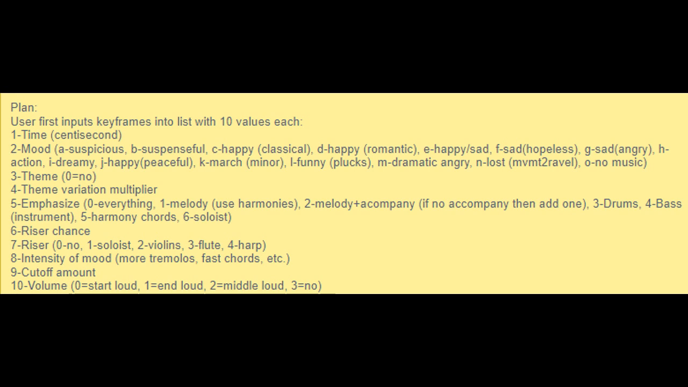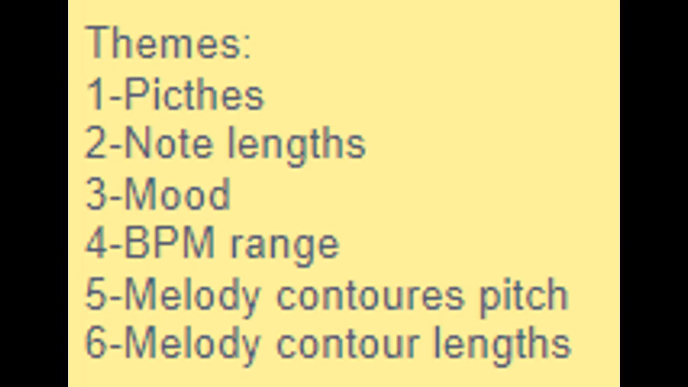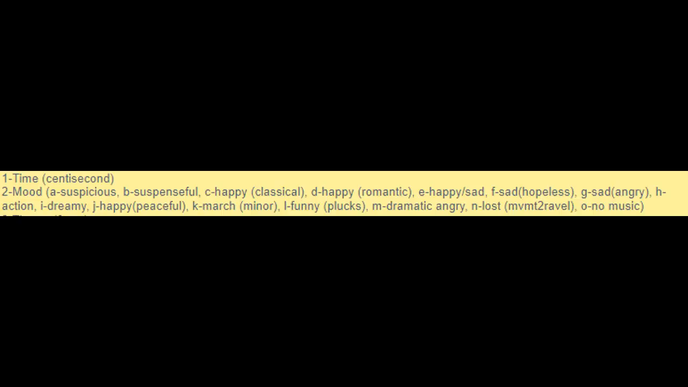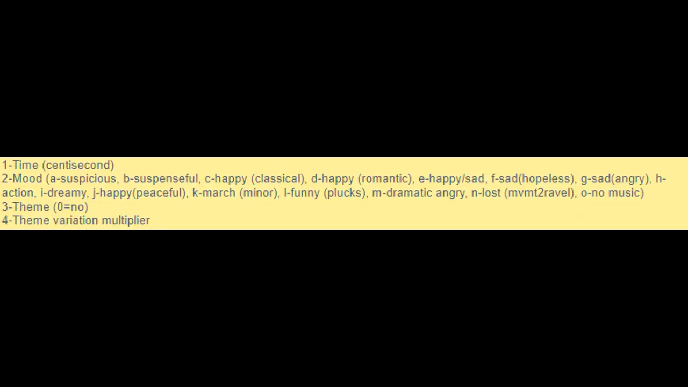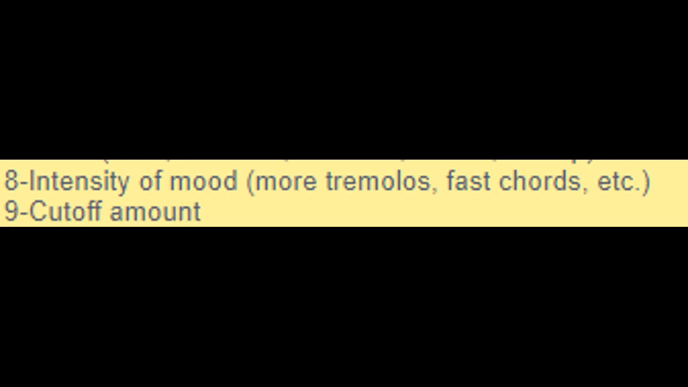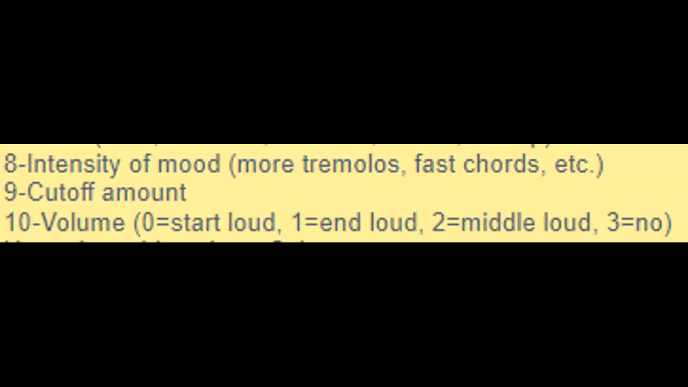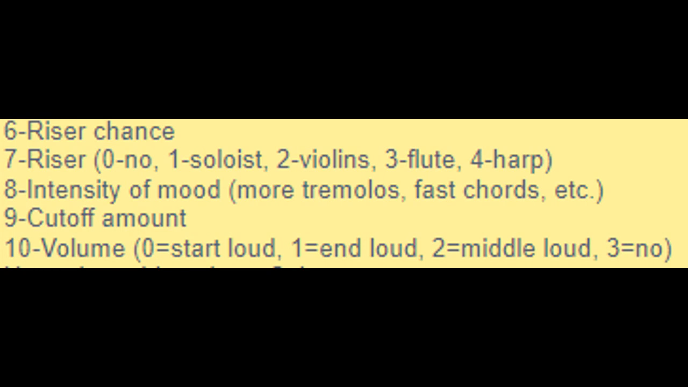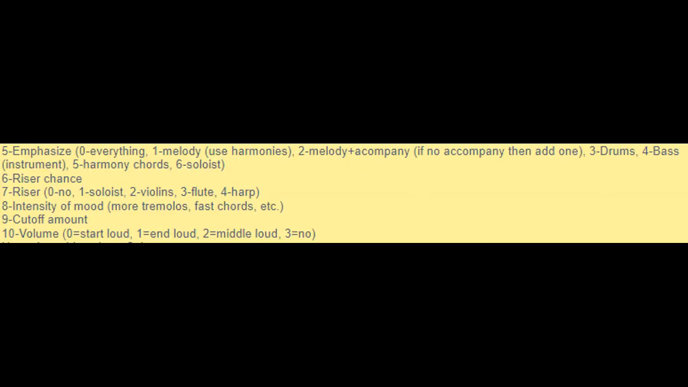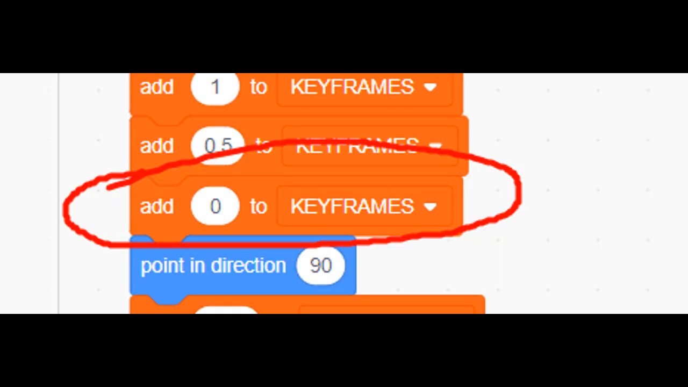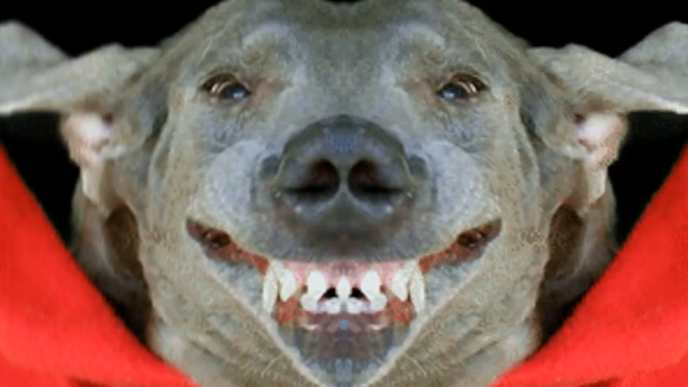Basically, the user would input keyframes for each time the mood changes. The user could also create custom themes that would play at certain keyframes. Each keyframe had information on the time, mood, if it would use the theme and how much it can vary, how intense the mood is, how much the melody would ease into the next, the volume, the chance of putting a riser before the melody, and which instrument or group it would emphasize. I also added an 11th value, but I have no idea what I was going to use it for.